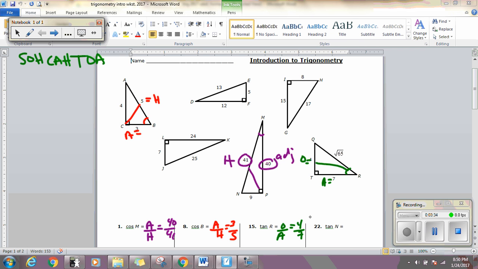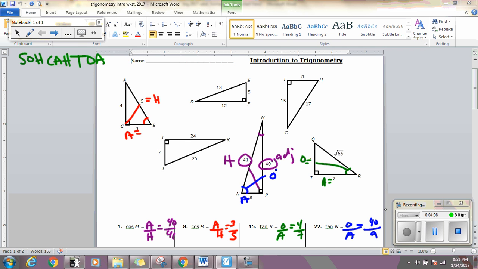Alrighty. Now on number 22, we're gonna find the tan of n. N is right here. And from n's perspective, again, tangent is opposite over adjacent. So opposite of n is 40. It's across from n. So this is opposite. Adjacent to n is 9. So I would put 40 over 9.